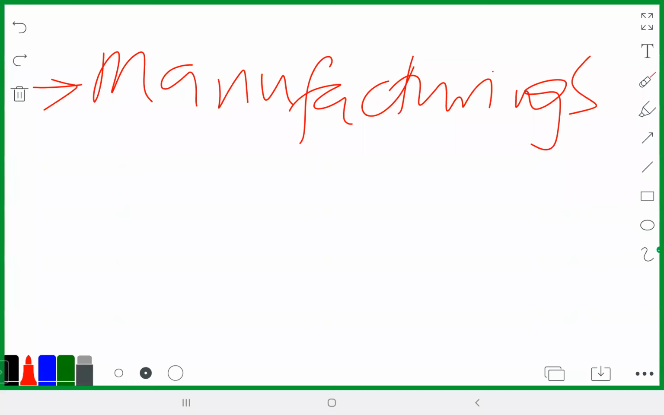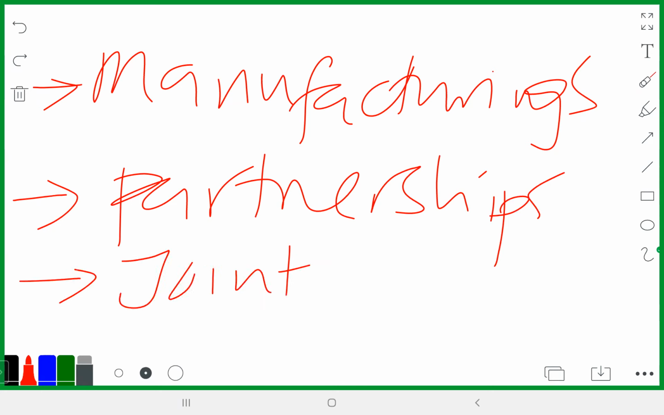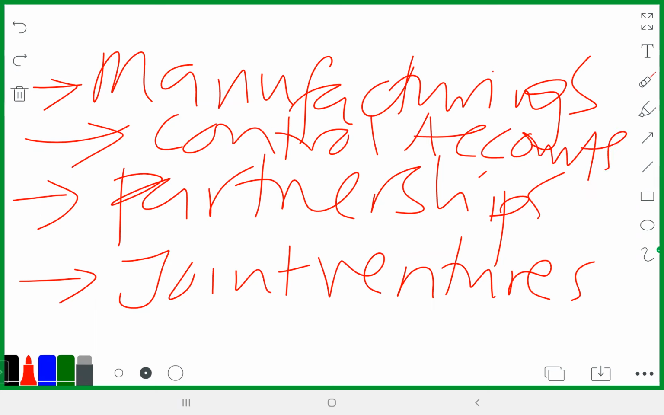Then from there, we can look at the partnerships. You know, some businesses are partnerships. We can look at how they record their transactions in their accounts. We'll look at the joint ventures. Having looked at all these, then we can also look at the control accounts. Once we're done doing all these, we would have tackled most of the key areas of financial accounting. So this is just the whole course of financial accounting.